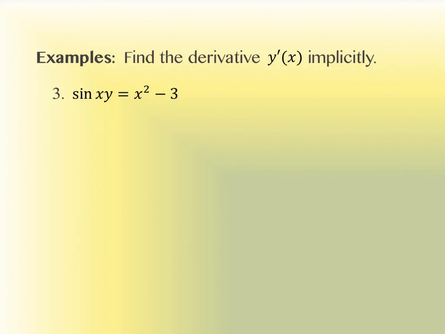Let's try a third one. What's different about this one? There's a sine. What else is going on in this one? We've got an x squared. What's inside a sine? An x and a y. There are two variables, and they are multiplied, which means you've got a product rule inside of a chain rule. You got it, good Brooks.